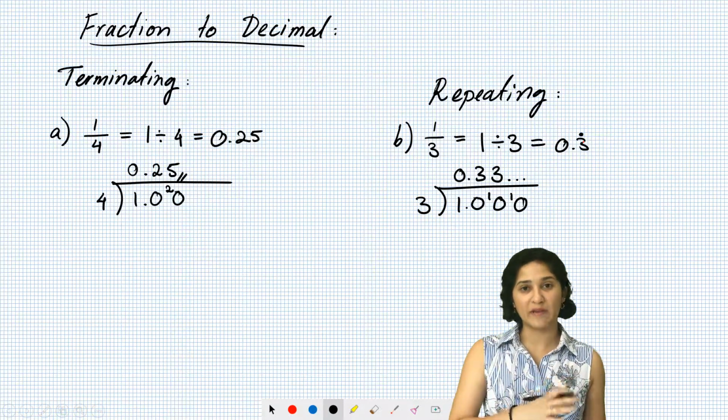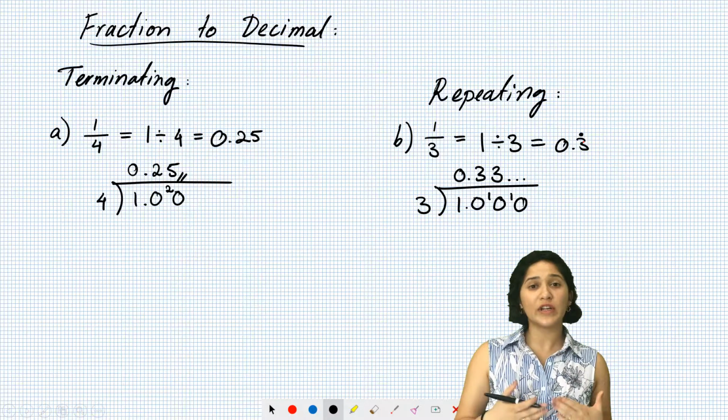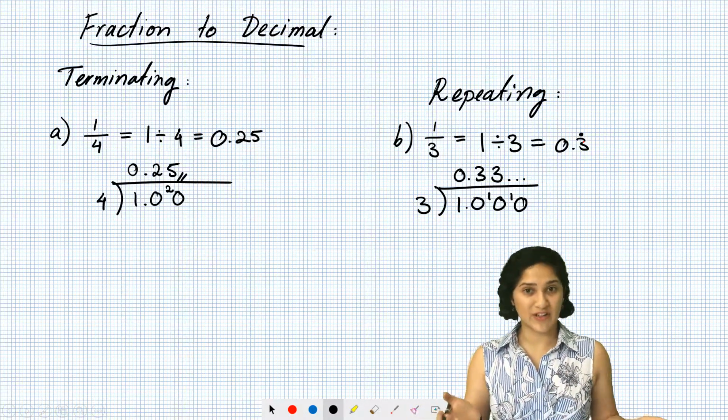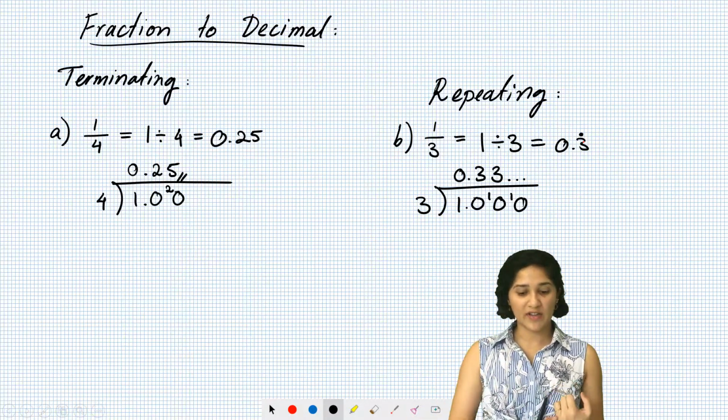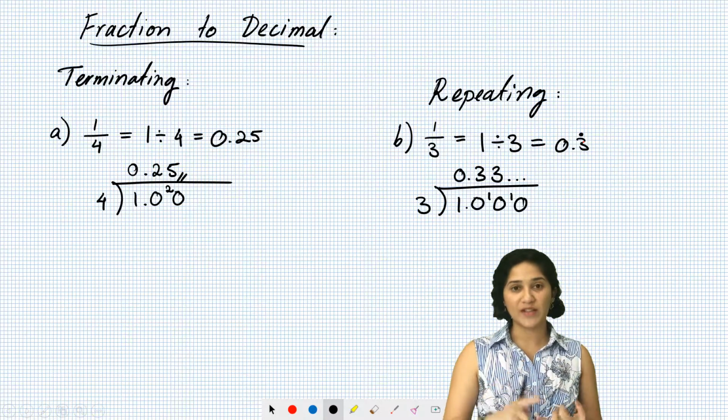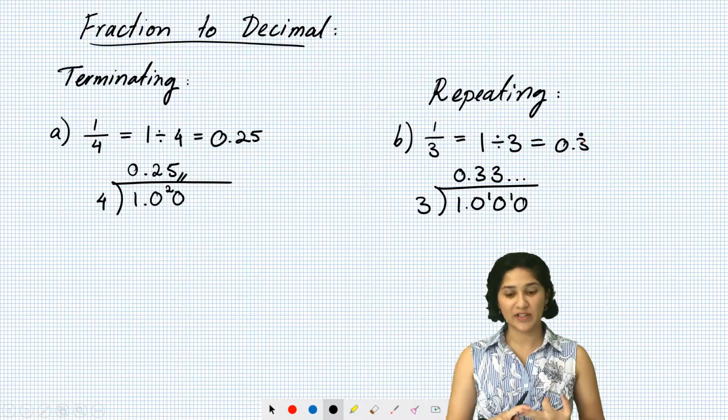To convert from a fraction to a decimal, all you need to be able to do is division. If you've got a calculator, that's great. Otherwise, practice your long and short division and you'll be fine.